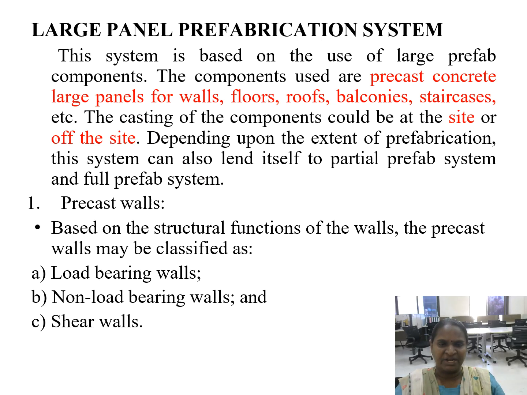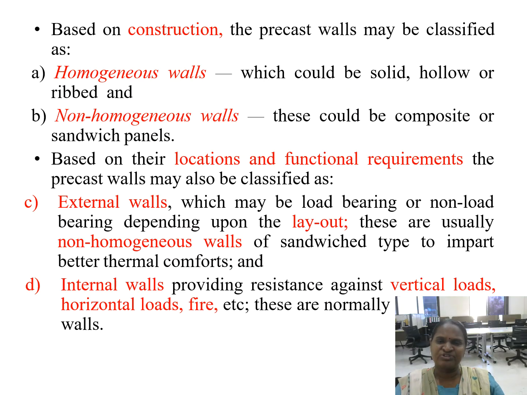Depending upon the extent of prefabrication, the full prefabrication system can be classified into precast walls. Based on the structural function of the walls, the precast wall may be a load bearing wall, non-load bearing wall or shear wall system. Based on the construction, the precast walls may be classified as homogeneous walls and non-homogeneous walls. Homogeneous walls means it may be solid. Non-homogeneous is like a sandwich panel, so it may be wood with concrete or concrete with steel. Then there are external wall systems and internal wall systems also.